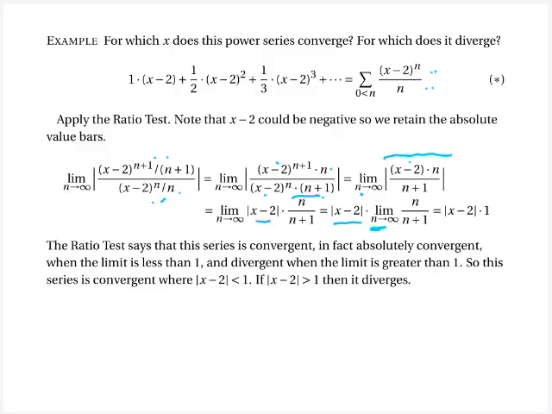Okay, but that leaves me with the limit as n goes to infinity of n over n plus 1. I mean, come on, that's no trouble at all. If n is large, if n is 100 billion, then you've got 100 billion over 100 billion plus 1. That's essentially the number 1.